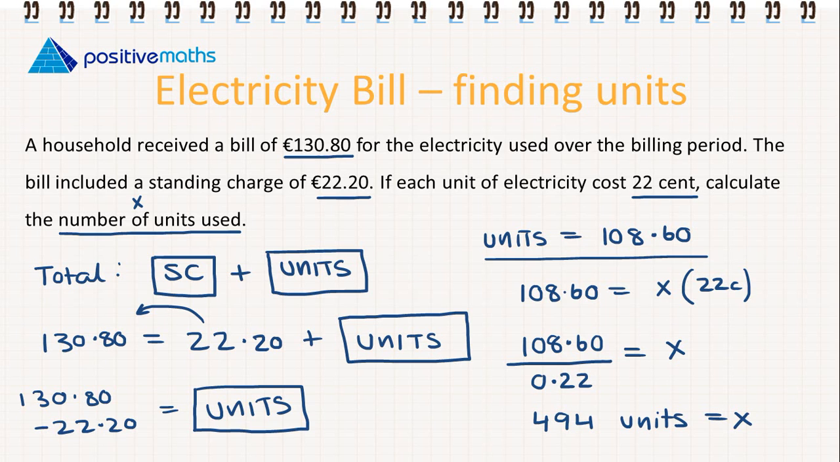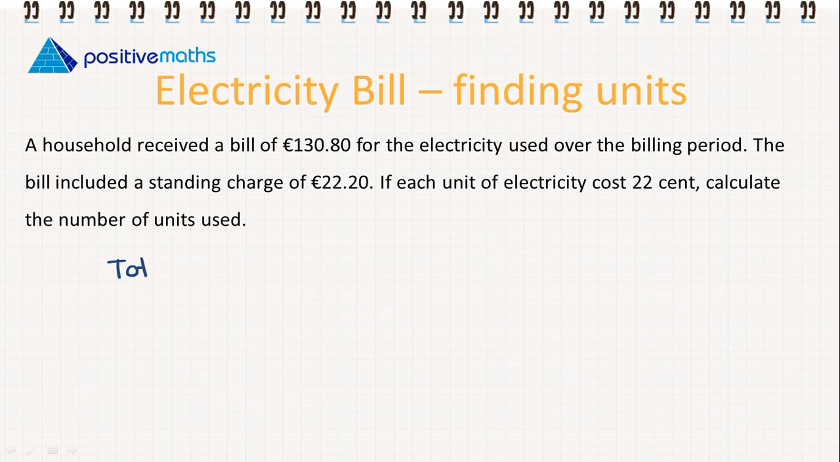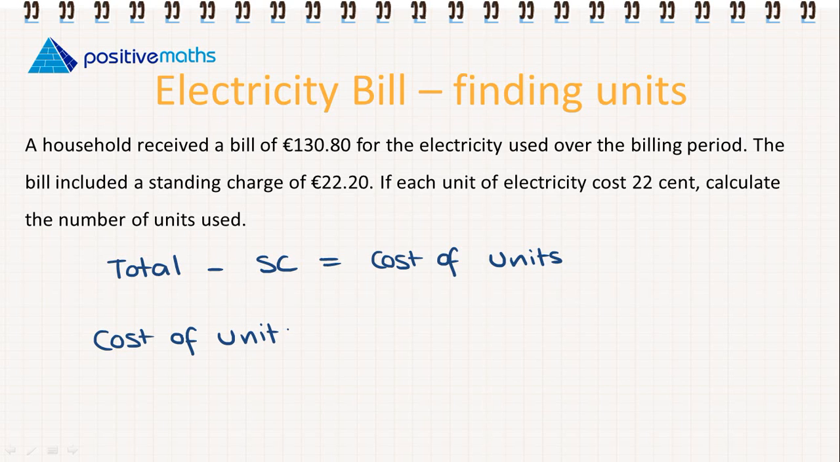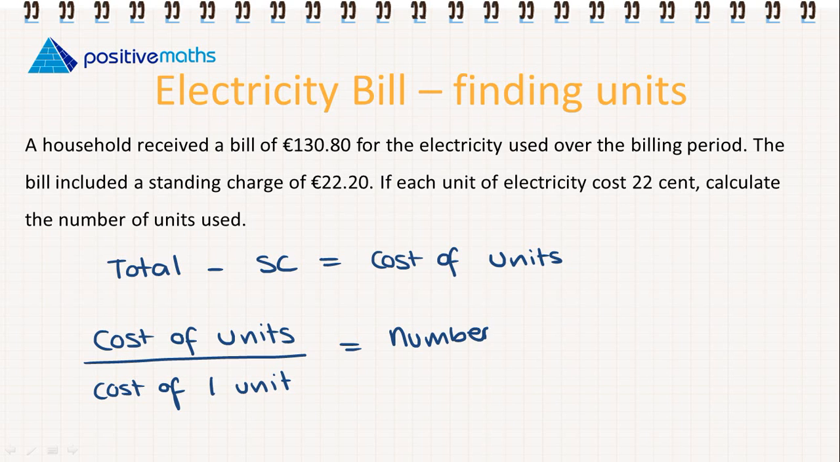Okay, so if we just recap on that, we have the total minus the standing charge gives us the cost of the units. Okay, then we have the total cost of units divided by cost of 1 unit will give us the number of units used.